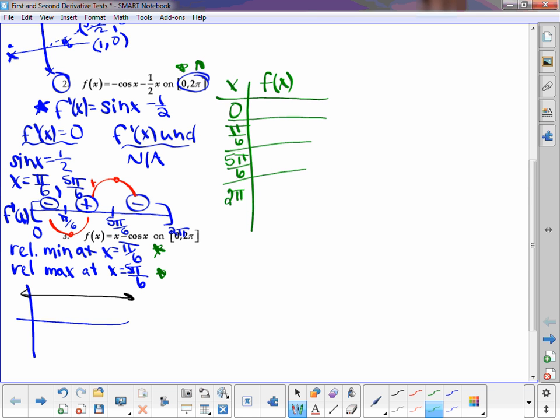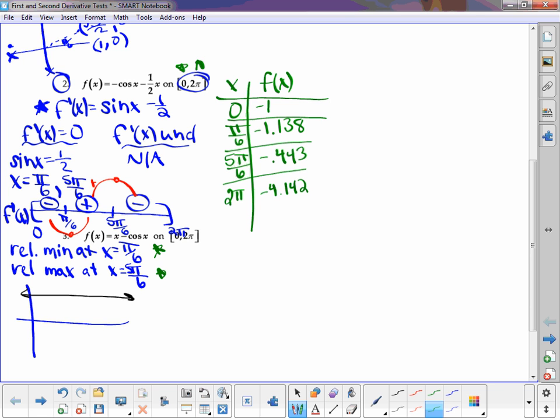Alright. And I'm going to cheat and go a little bit faster. At 0, it's -1. At pi over 6, negative square root of 3 over 2 minus pi over 12. Yikes. So that ends up being negative 1.138. Using a calculator for that one. 5 pi over 6 gives us negative 0.443. And 2 pi, negative 4.142.